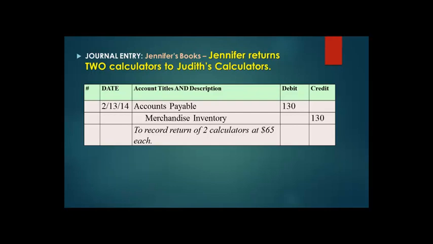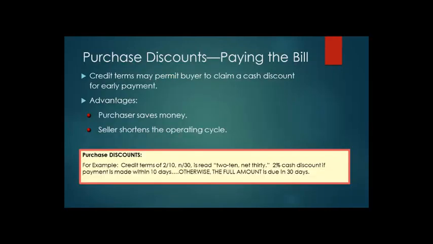We debit accounts payable, so Jennifer is saying, I'm not paying this, so I'm reducing my payable, and I'm also reducing my asset account inventory. I'm taking them out of inventory. I'm returning them to the seller.